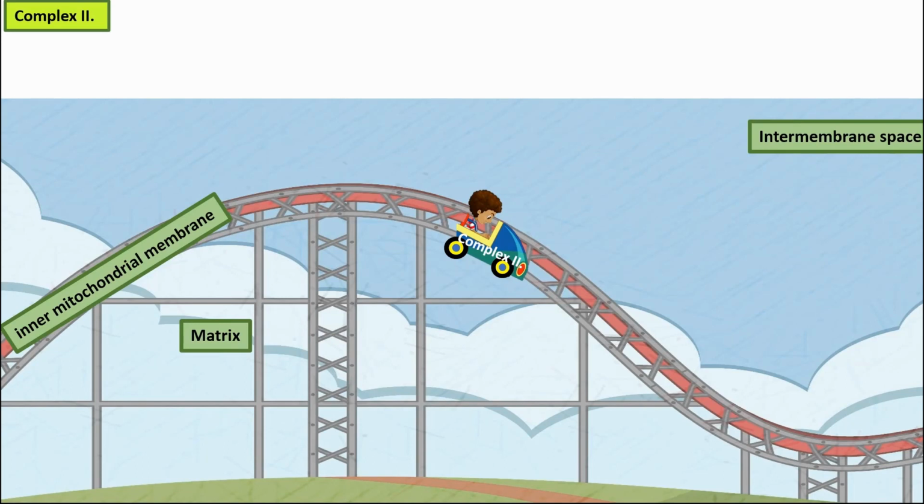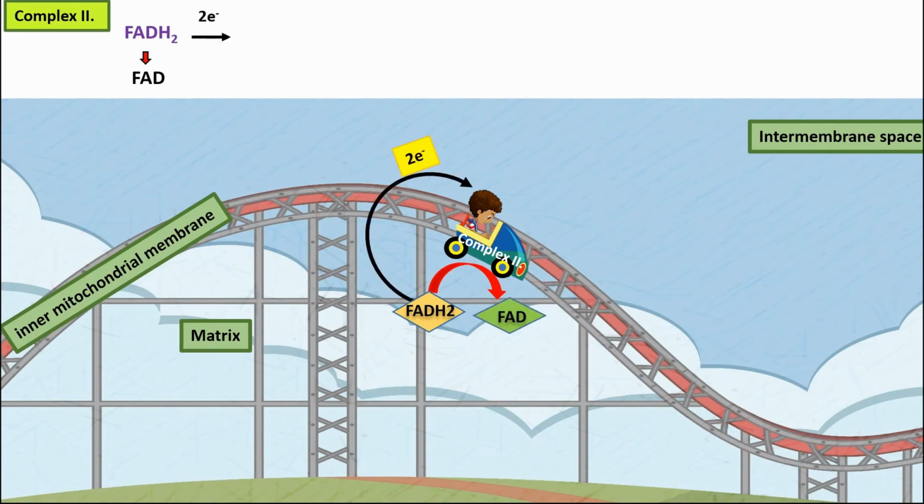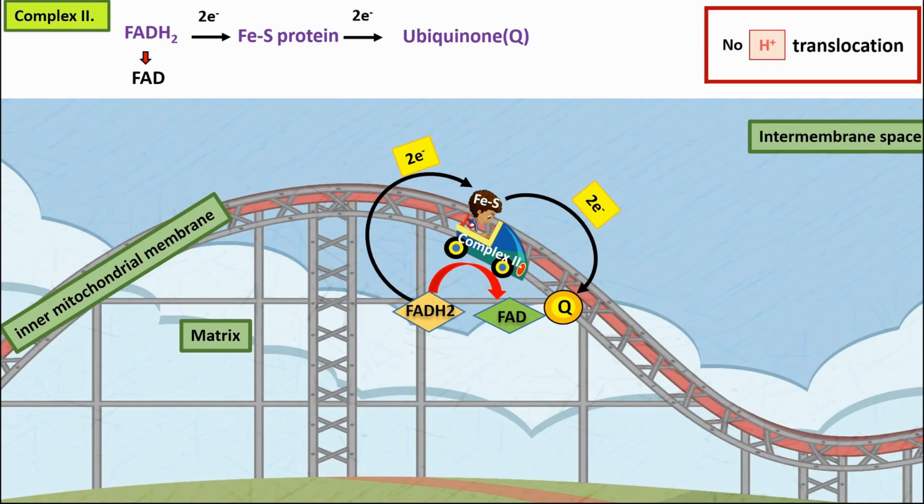Complex 2. FADH2 turns back into FAD and transfers its electrons to the FeS protein within complex 2. The FeS protein passes the electrons to ubiquinone. No protons are translocated across the membrane by complex 2.